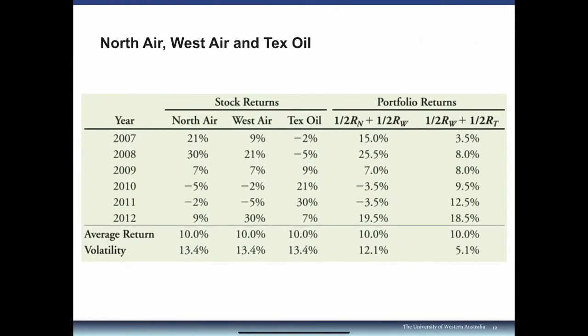So look at this table. We are provided with six years of return for North Air, West Air, and Tex Oil. As you can see, when North Air performs well, so does West Air, but when North Air is not performing well in 2010, 2011, so does West Air. But on the other hand, for Tex Oil, 2010 and 2011 is probably one of the better years for them. What's interesting about this choice of numbers is that the average return and volatility is exactly the same for North Air, West Air, and Tex Oil.